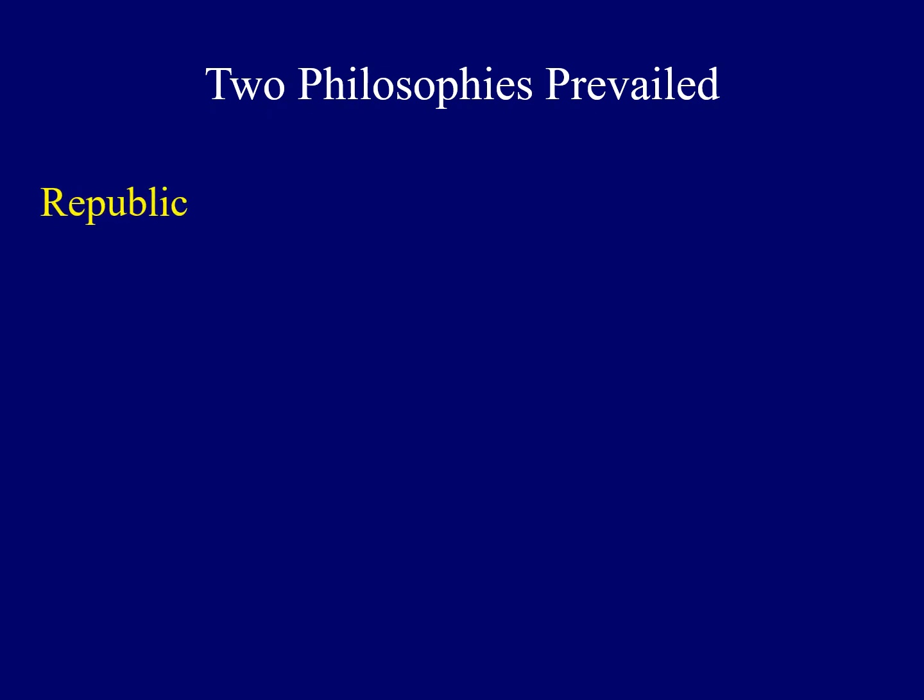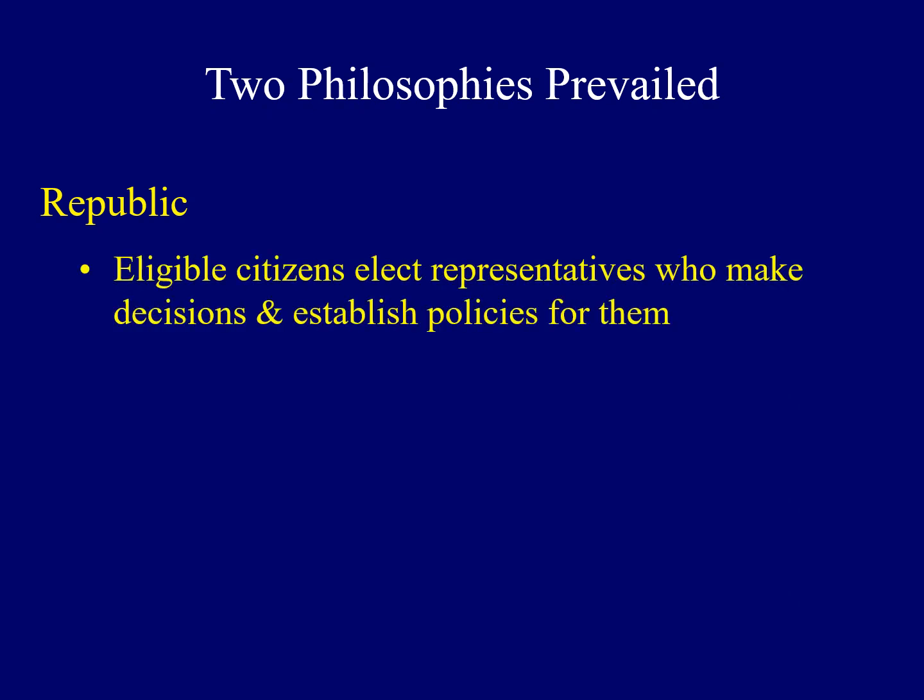First, they wanted to establish a republic. Here is a one-sentence textbook definition of what's meant by a republic. This is a system of government where eligible citizens elect representatives who make decisions and establish policies for them. In the United States, we live in a democracy. The type of democracy that we live in is a republic.